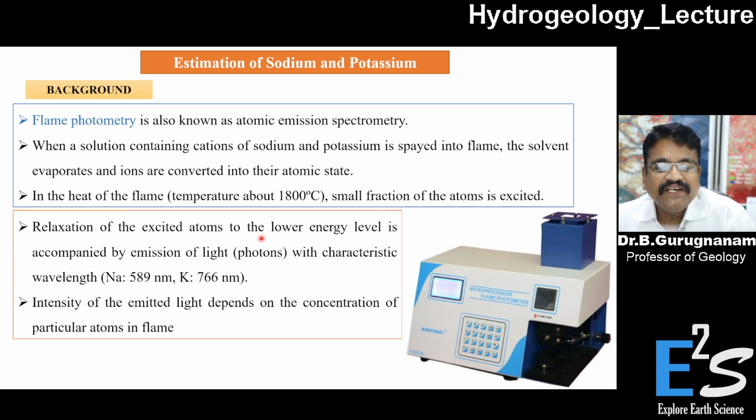Relaxation of the excited atom to the lower energy level is accompanied by emission of light with the characteristic wavelength. The wavelength for the sodium assessment is 589 nanometer, and for potassium it is 766 nanometer. Intensity of the emitted light depends on the concentration of the particular atom in the flame.